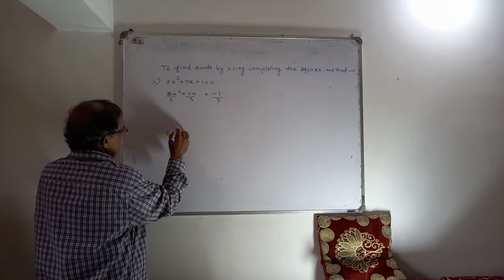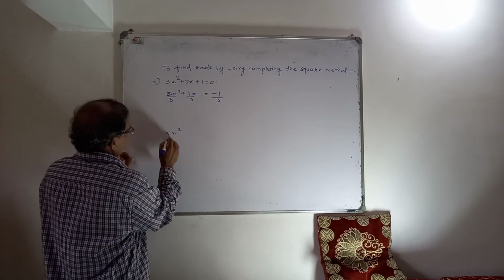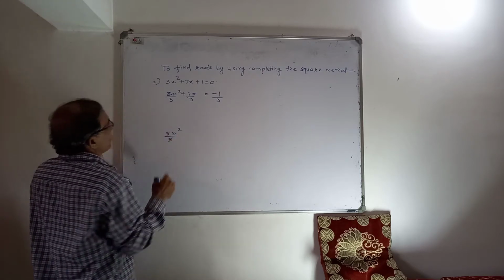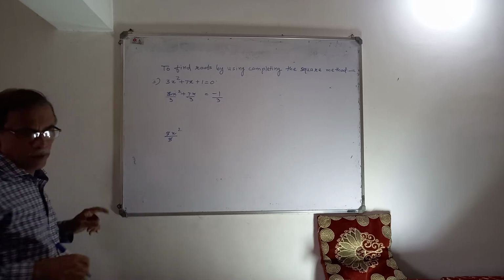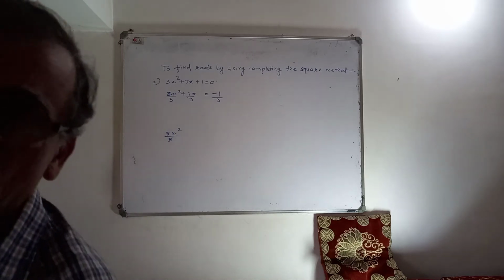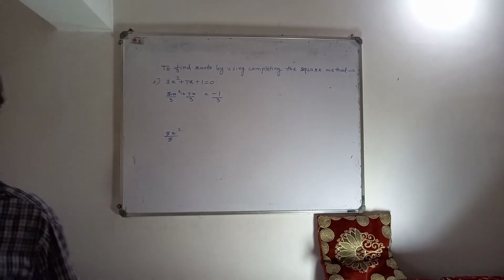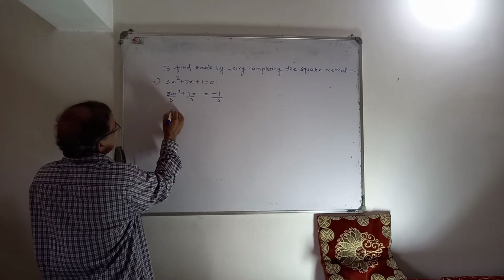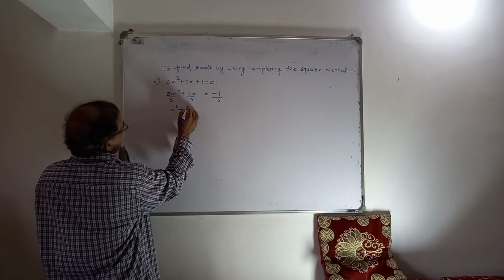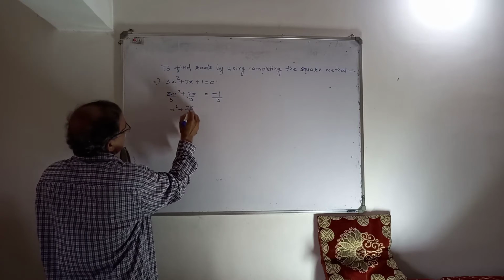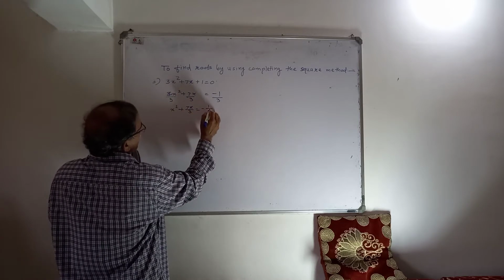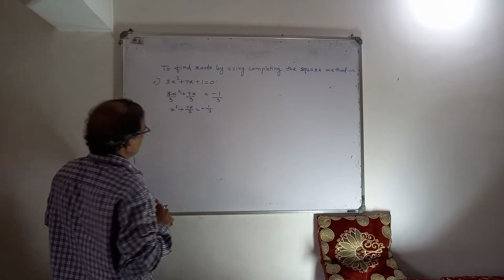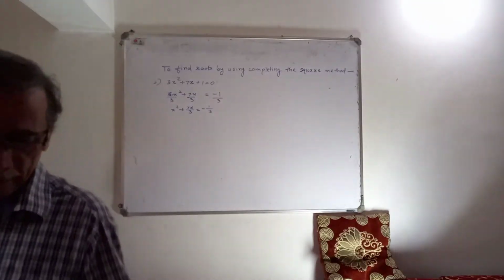Suppose 5x square is there. To keep this x square, we have to divide by 5. That means to keep 1x square, you always have to divide by the coefficient of x square, whatever it is. Okay. So now what remains? That 3 gets cancelled. You get x square plus 7x by 3 is equal to minus 1 upon 3. And now we can calculate the third term.